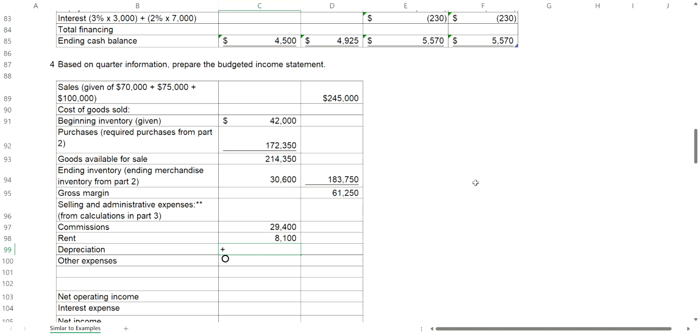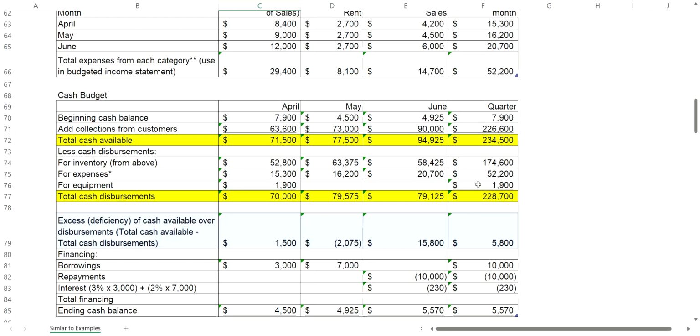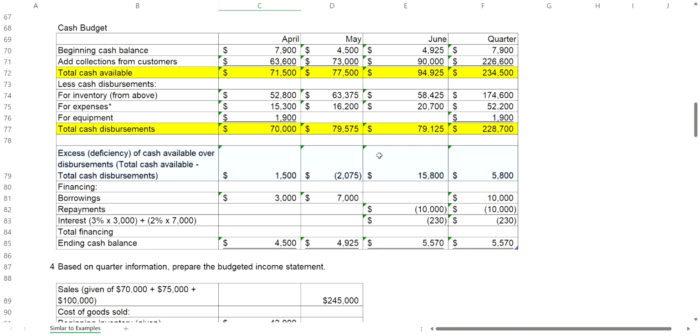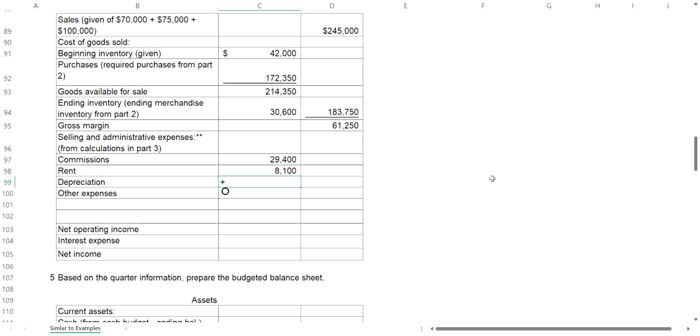Now, remember, depreciation was a non-cash expense, but it is taken out of the income statement. So it wasn't part of our cash flow, but it is a non-cash expense. It's still taken out of the income statement. So therefore, I will need to take $990 a month times 3. 990 times 3 for a total of $2,970.